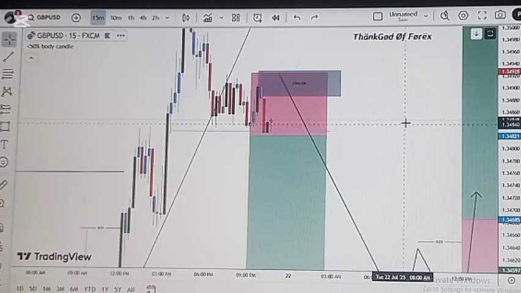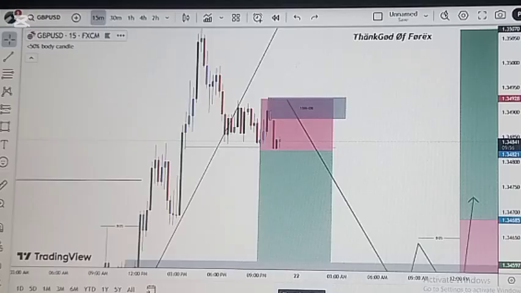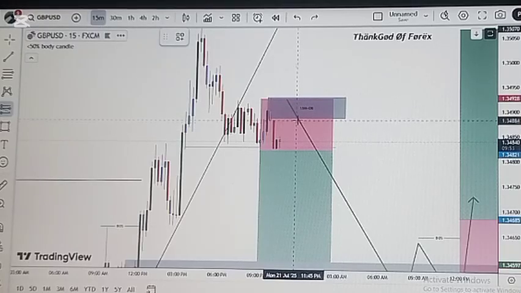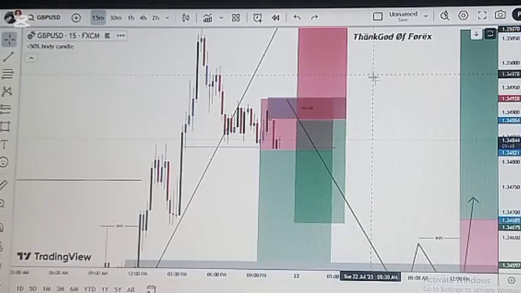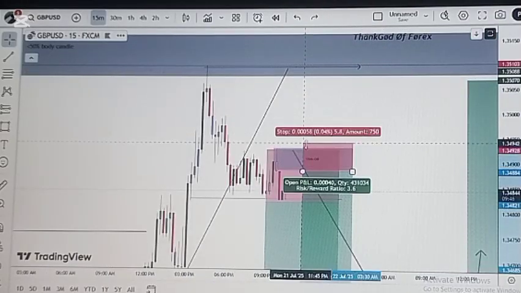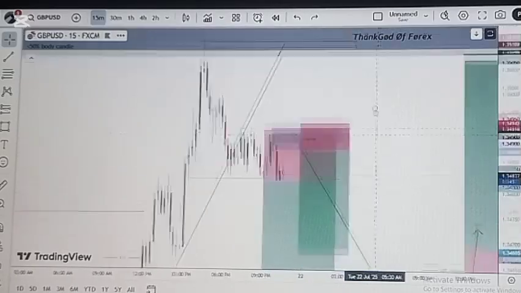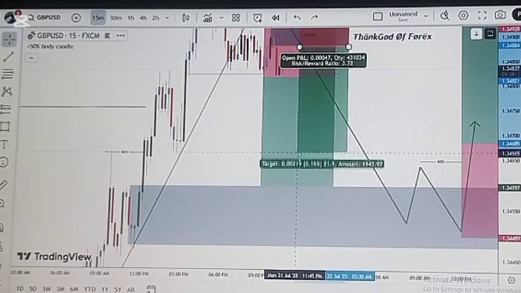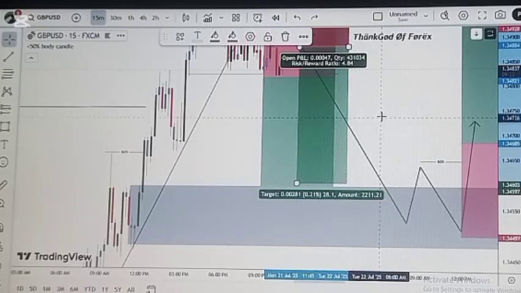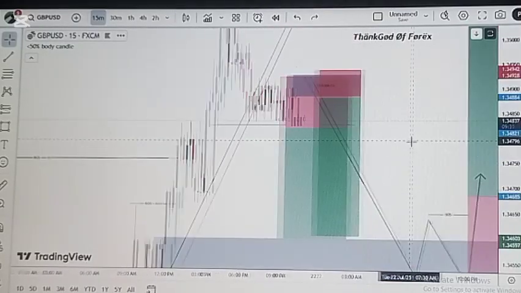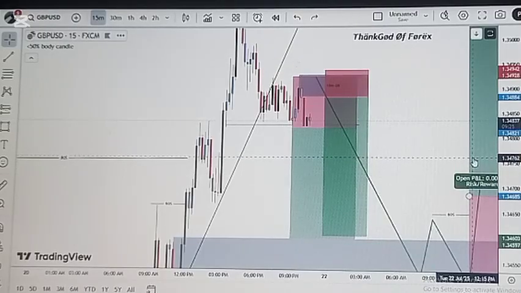So likely this might be our good entry point, with a low risk of 5 to 6 pips. Then target 28 pips. That is almost 1:5 risk to reward.